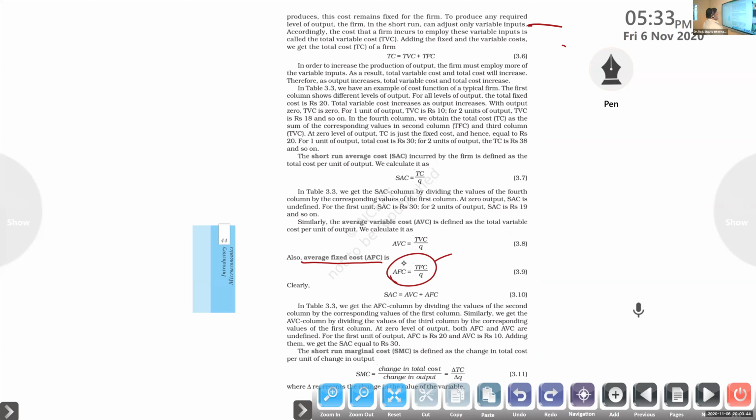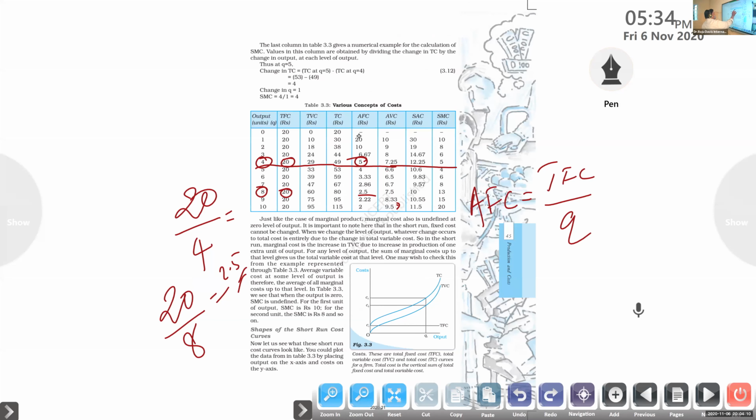Okay. Clearly we can say that SAC, short run average cost, is equal to AVC plus AFC, average variable cost plus average fixed cost. Coming to the table here, SAC is equal to AFC plus AVC. So 20 plus 10 is equal to 30. 10 plus 9 is equal to 19. Here again 4 plus 6.6 is equal to 10.6. Clear? So keep that formula in your mind.